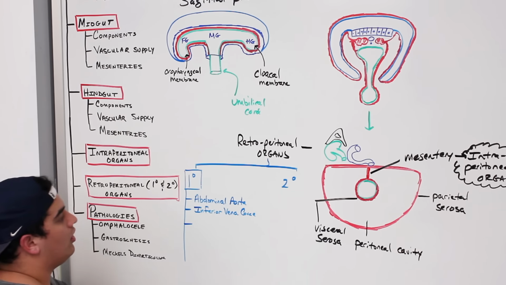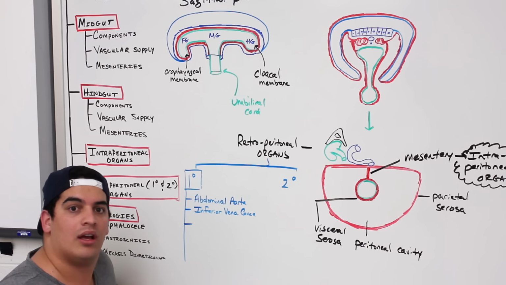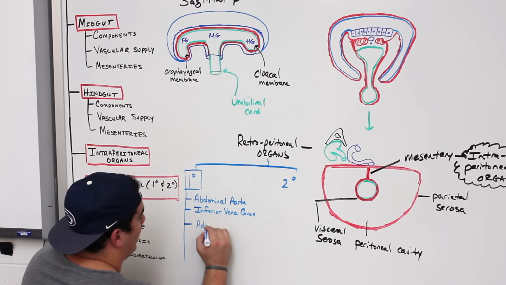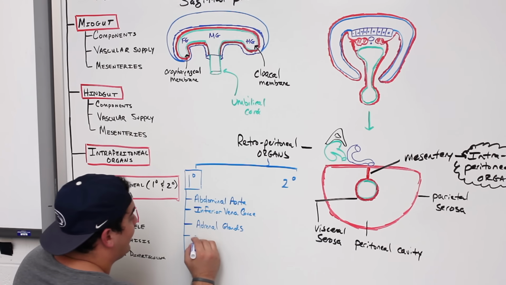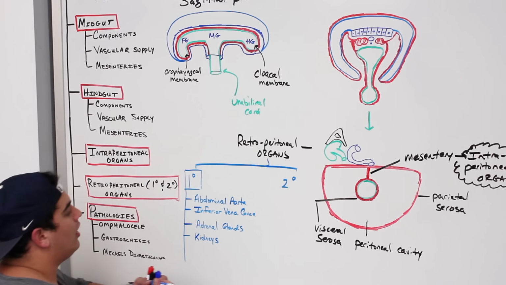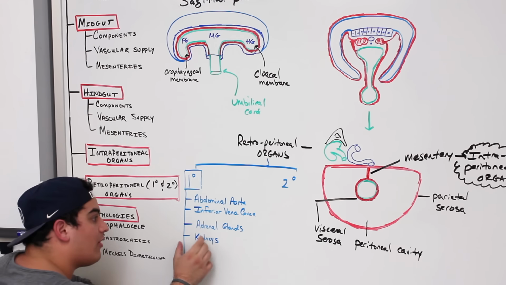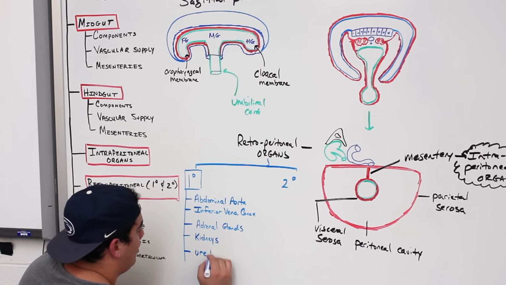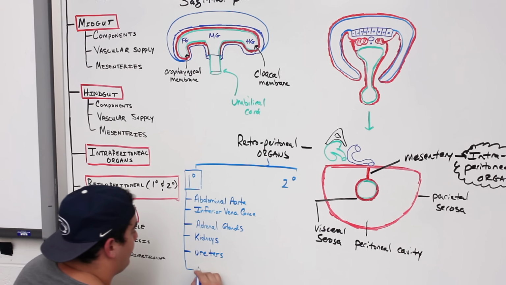What else is up in the top part of the actual abdominal cavity? Another one is going to be the adrenal glands. What's below that? The kidneys. Okay. What else? What's the tube that takes urine from the kidneys down to the bladder? The ureter. So we're also going to have the ureters. And then what's the structure that collects it? The bladder.